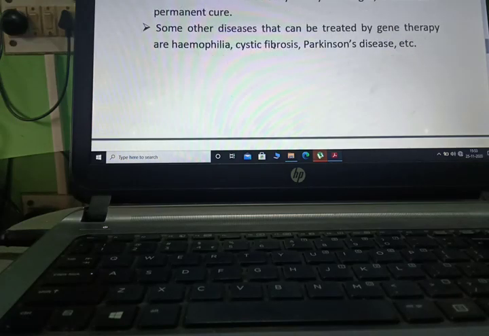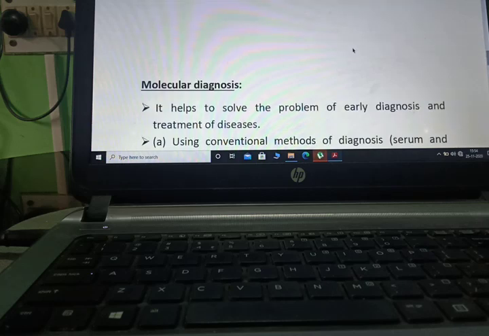Some other diseases can be treated by gene therapy, like hemophilia, cystic fibrosis, Parkinson disease, etc. Hemophilia, this is the disease where blood flow is not stopped at the time of injury. Cystic fibrosis, it is in the fallopian tube. Cyst is formed or uterus cyst is formed. Parkinson disease, here a person forgets everything with age.